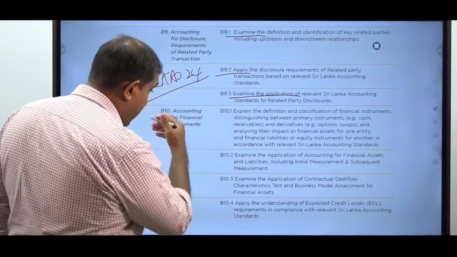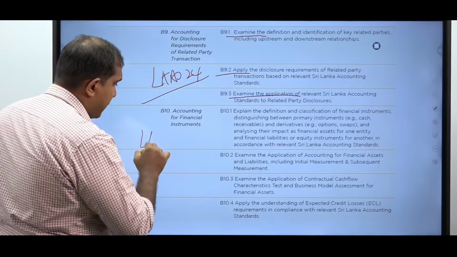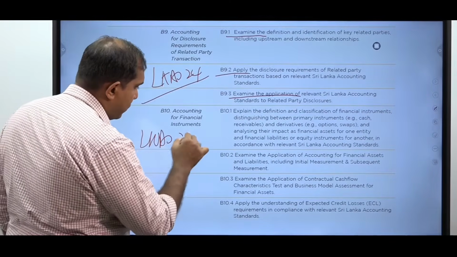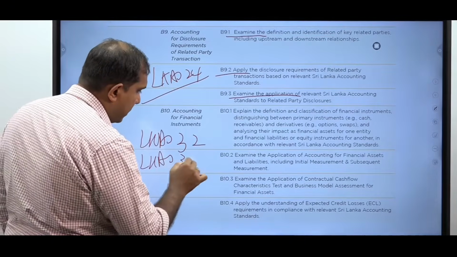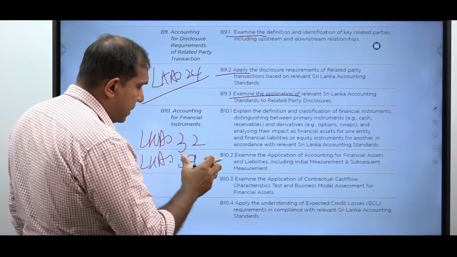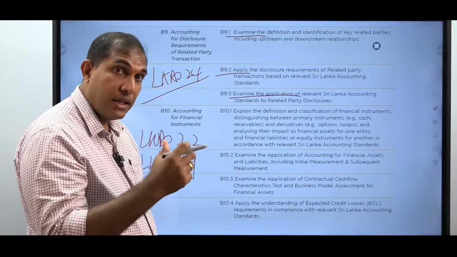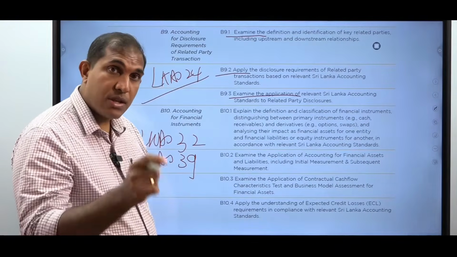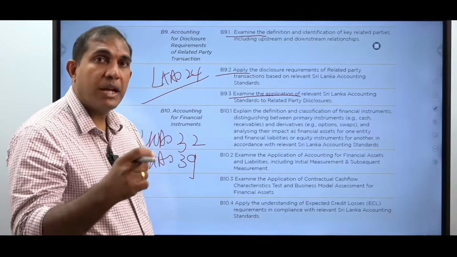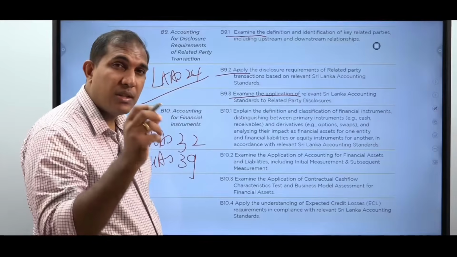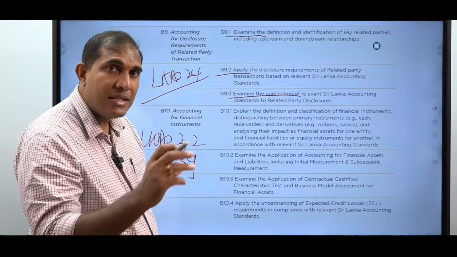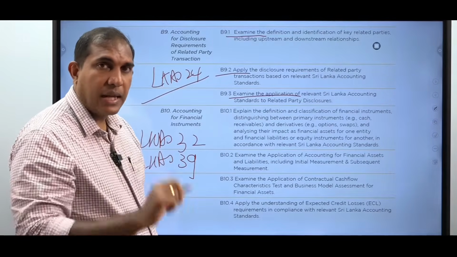Accounting for financial instruments. So there are a couple of standards. Let me list. Starting from LKAS 32, LKAS 39. The 39 standard was there earlier for the recognition and measurement. But due to complexity of the standard, the recognition and measurement related sections were deleted from the standard LKAS 39.